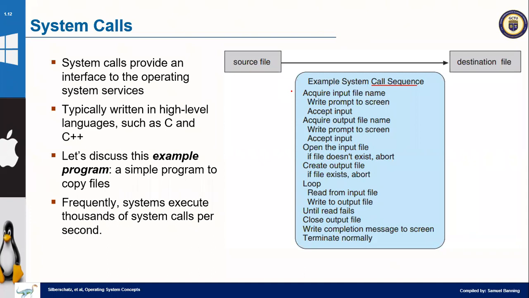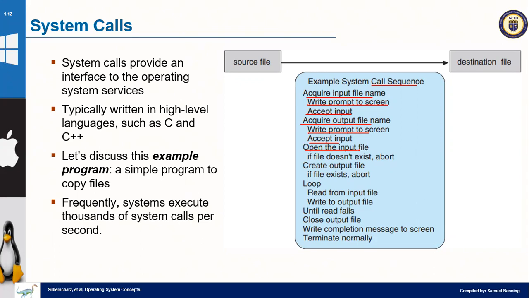If you have a command line system, this approach will require a sequence of system calls. First, you acquire the file name: you write the prompt to the screen asking for the file name that you want to copy. Then you accept the input. Then you acquire the output file name by writing the prompt on the screen. Maybe you type the name that you want to paste your file into, then you accept. Now you open the input file. Here I'm talking about the command line.